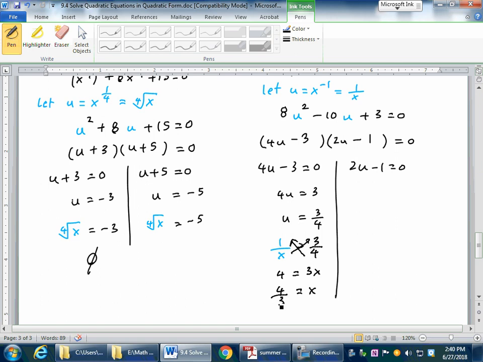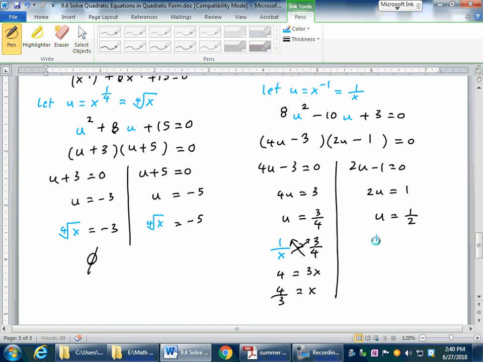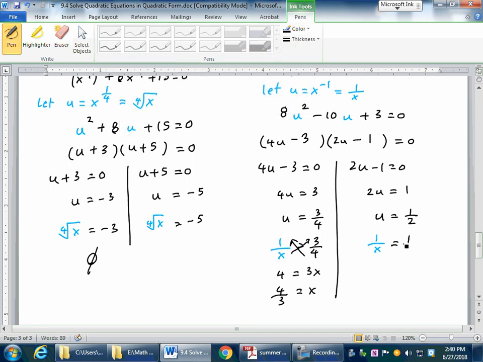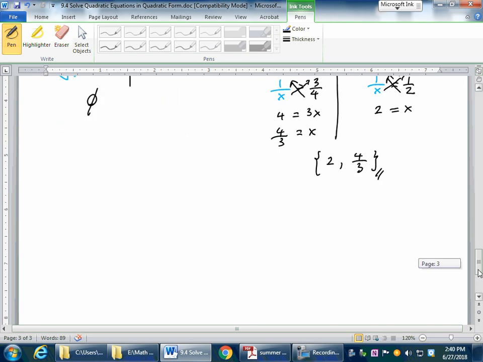That's one answer. Similarly, for the second one, solving it for u, add 1 to both sides and divide by 2 on both sides. And substituting back u with 1 over x, this gives me 1 over x is equal to 1/2. And since this is a proportion type problem, we can use the cross multiplying method. So therefore, I got the second answer is 2. So now my answers are 2 and 4 over 3. And this concludes the session.